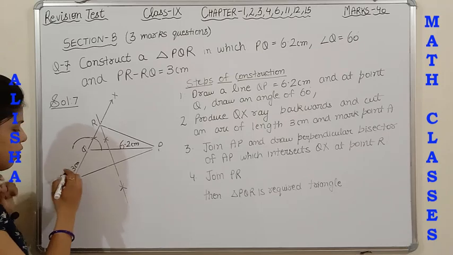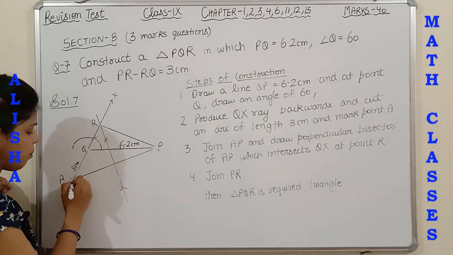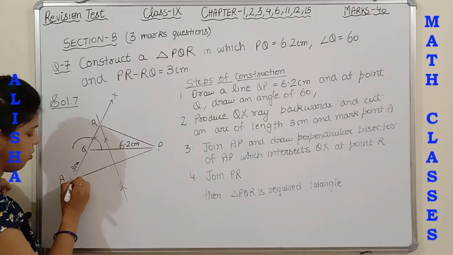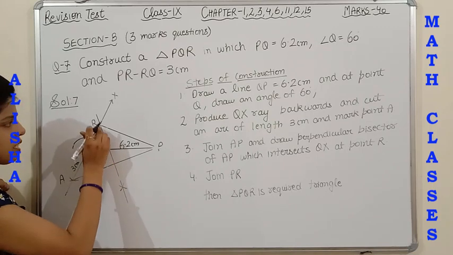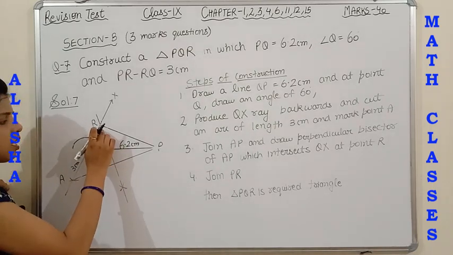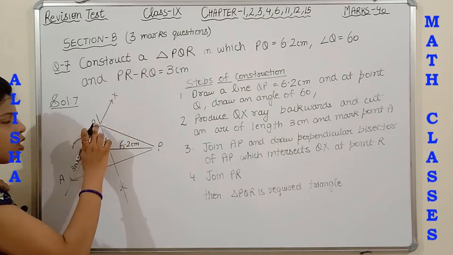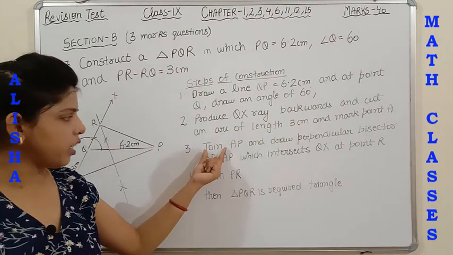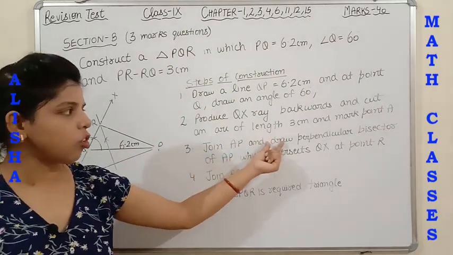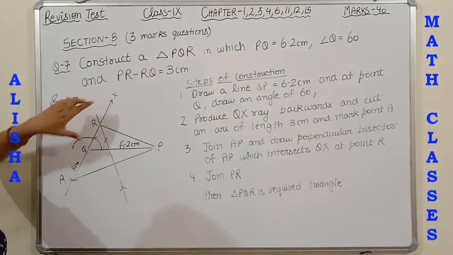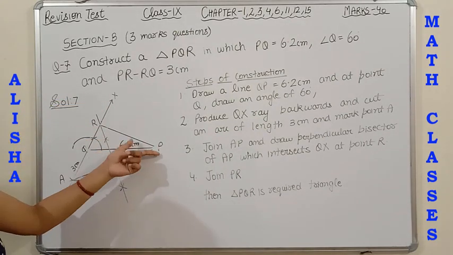Now this is the perpendicular bisector I have drawn. I will now join both these arcs, and you will see that this line will intersect the line QX at point R. So this is the point I have written here. Join AP and draw the perpendicular bisector of AP, which intersects the ray QX at point R. Just join P and R.